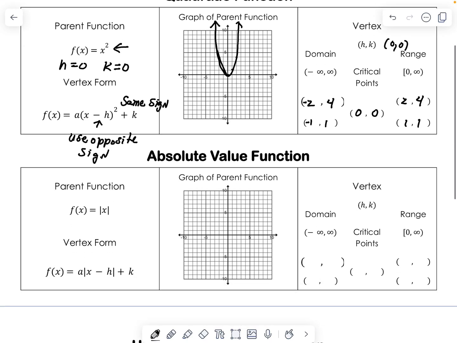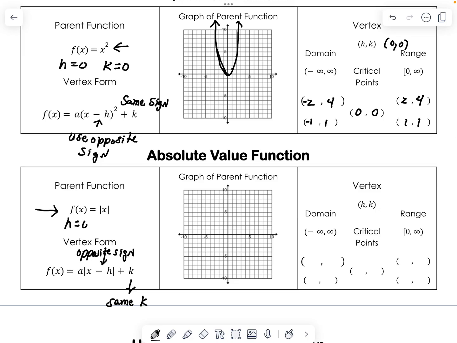Again, with the absolute value, here is my parent function rule. And again, my vertex form, where we're going to use the opposite sign on the h and the same sign on the k. All right, so what is my vertex? Again, it's going to be h equals 0 and k equals 0.